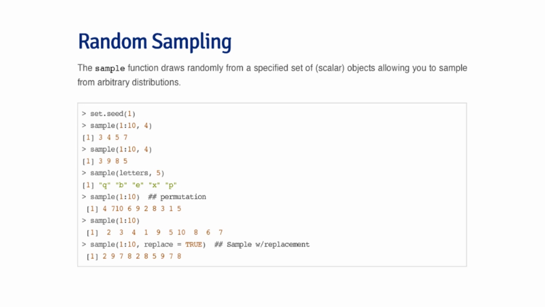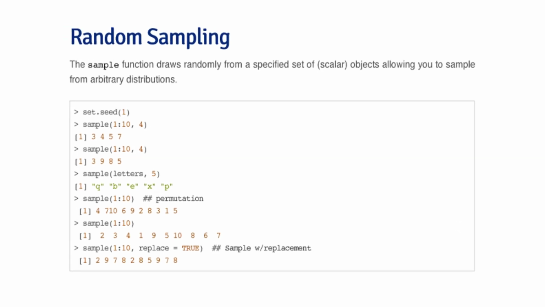So lastly, if I want to sample from 1 through 10 but with replacement, I can specify the replace equals TRUE argument. So now I am sampling 1 through 10. I am getting a vector of 10 numbers from the vector 1 through 10, but because it's with replacement, I can get repeats. So you can see I got 8 3 times and I got 9 2 times. So that's how you sample with replacement.